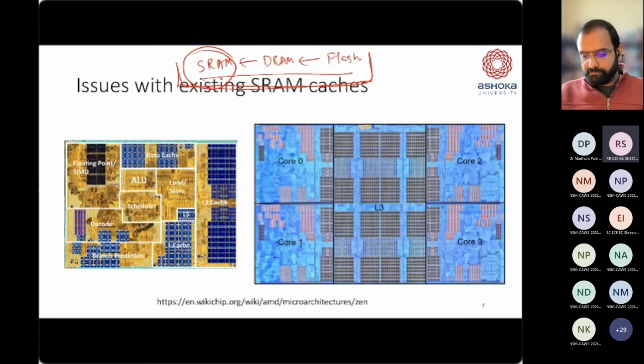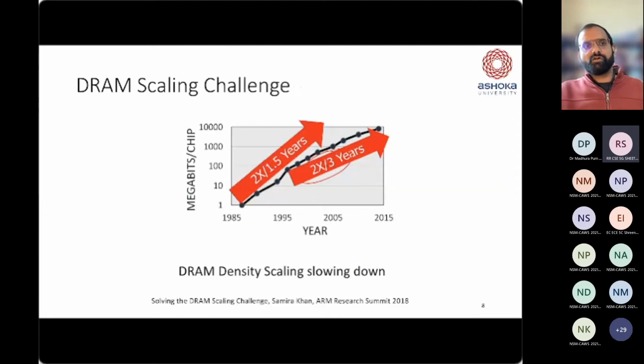So anyways, you can't have more than a given amount of SRAM on your CPU just because it consumes area, it consumes energy, and at some point in time your CPU is going to be so hot that it's going to probably melt down. So you don't want that either. So you have to shift to different technologies, right? So DRAM, off-chip DRAM, has been the mainstay as the main memory for a very long time.